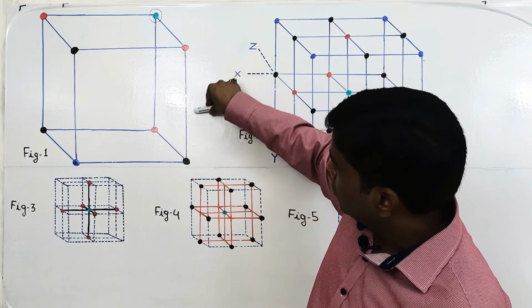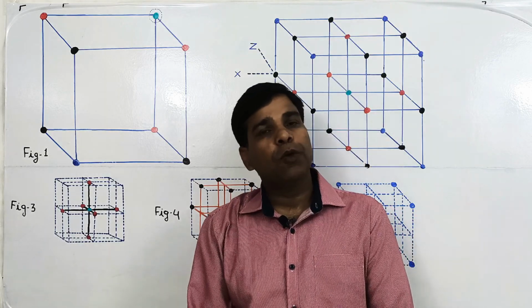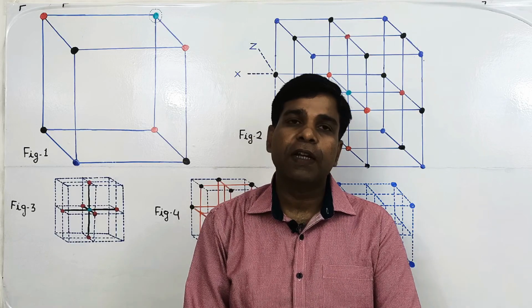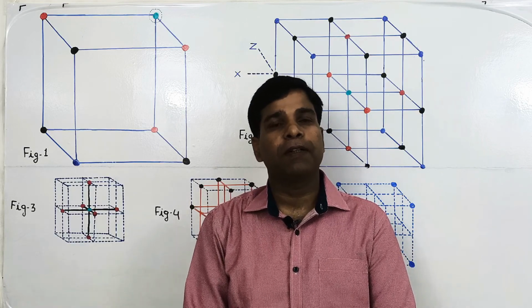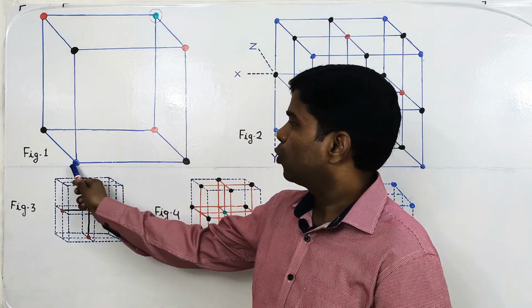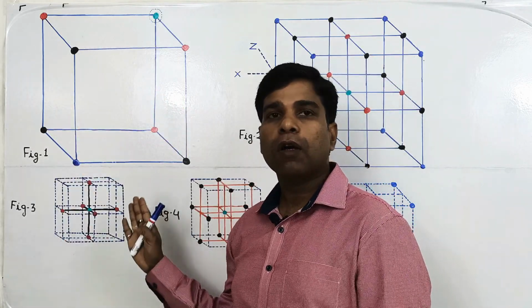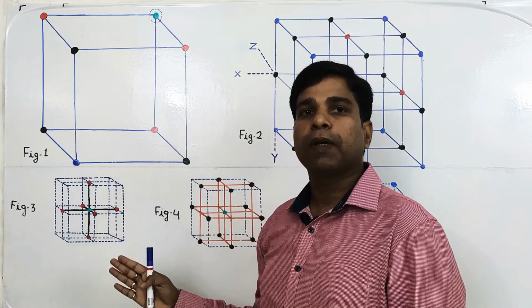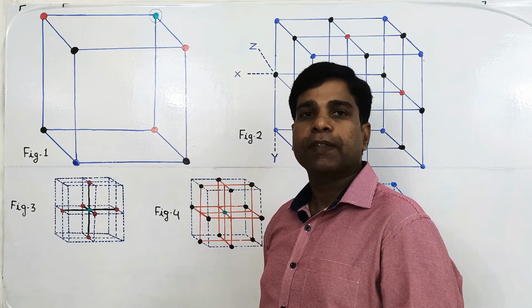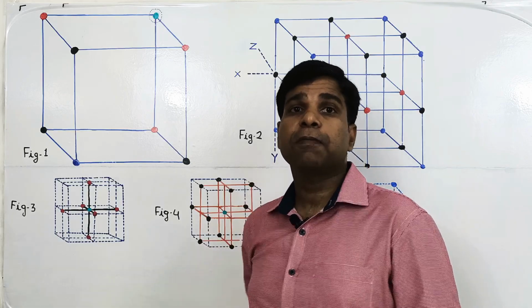Every edge of the cube has a dimension A, and we know that one cubic unit cell has 8 corners, and in the simple unit cell each corner is occupied by one particle. Look, 1 2 3 4 5 6 7 and 8, all the corners of the unit cell are occupied by particles. And we have to find out how many nearest particles we have in the surrounding of our reference particle.